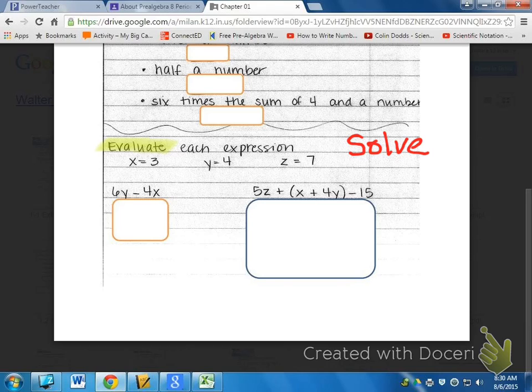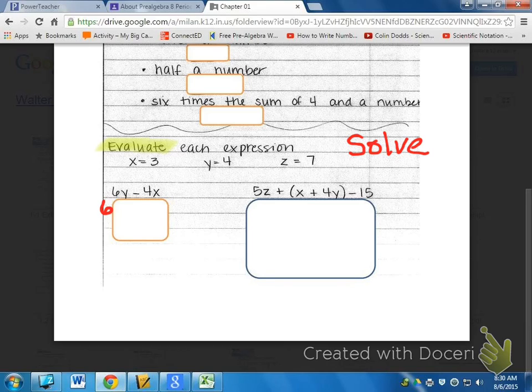So in our examples, x equals 3, y equals 4, and z equals 7. And it's telling us in this very first example, 6y minus 4x. They want us to solve that. What would that be if x is 3 and y is 4? Layla, what should I do here? Replace the y with 4. Yeah, instead of y, we're going to put 4.